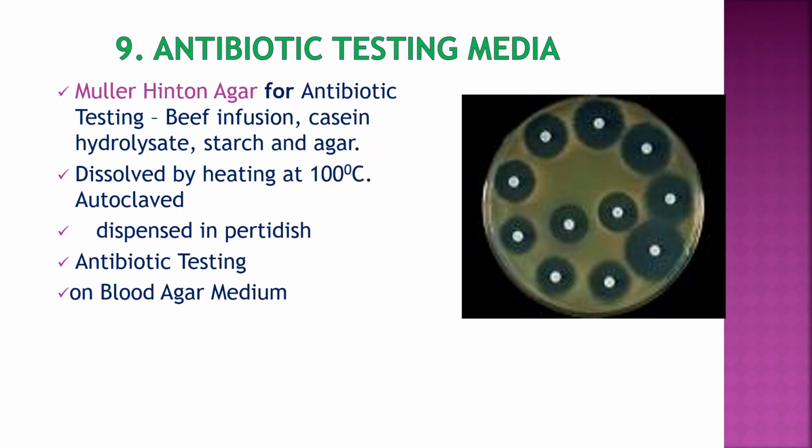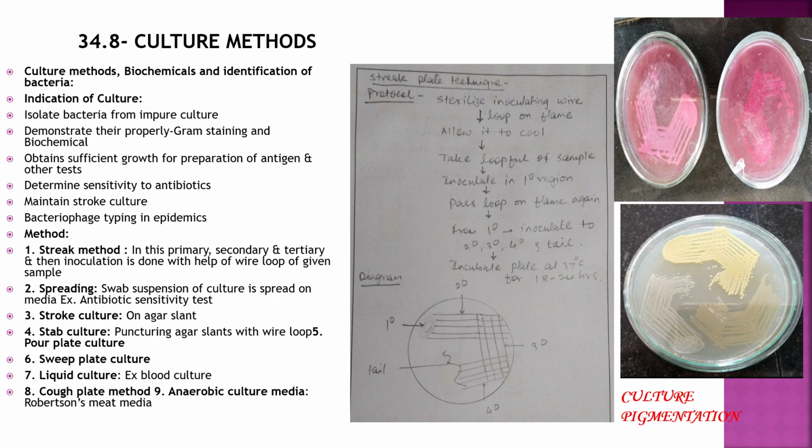The antibiotic sensitivity testing is done on Mueller-Hinton agar, and that is usually done by the Kirby-Bauer disk diffusion method. Streaking on the plates is done this way.